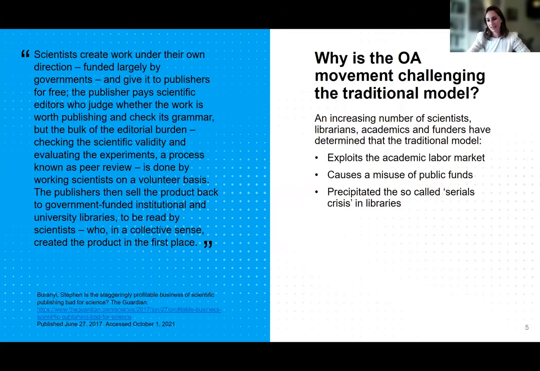A third point that I think really does bear a mention in this context is that the traditional publishing model precipitated the so-called serials crisis in libraries, in which subscription costs consistently outpace growth in library budgets and consistently outpace objective measures such as the consumer price index, all of which has led to an unsustainable situation for many libraries.